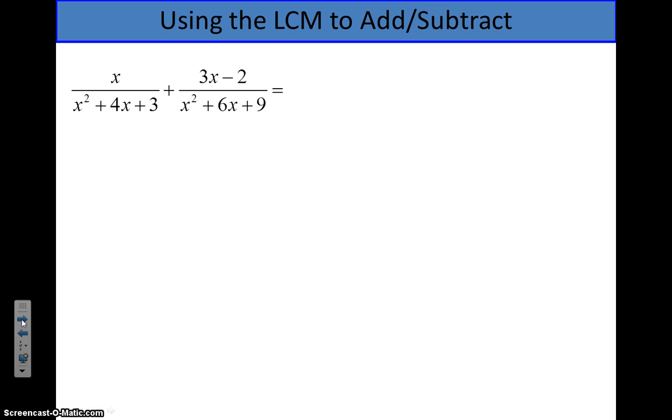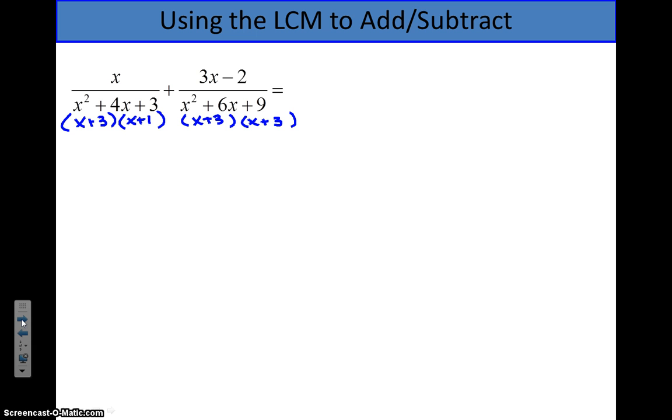All right, one more here. Once again, we're adding these two. You can see that the denominators are different, so we don't have a least common denominator at this point. In order to determine the least common denominator here, we first need to factor. If I'm factoring my first denominator here, I would have x plus 3 times x plus 1. And then in this denominator, I have x plus 3 times x plus 3.